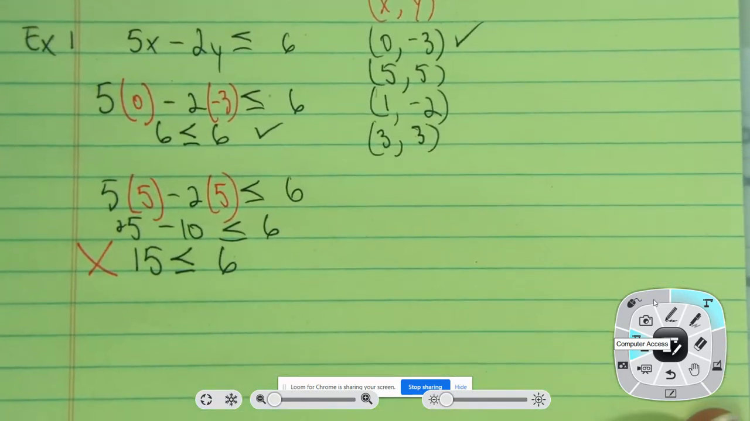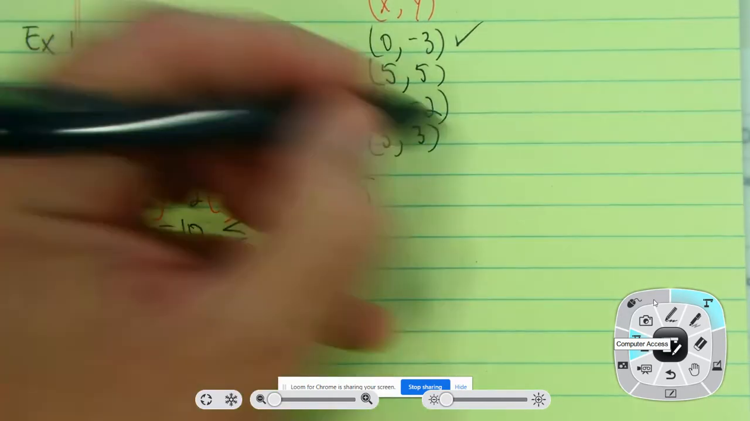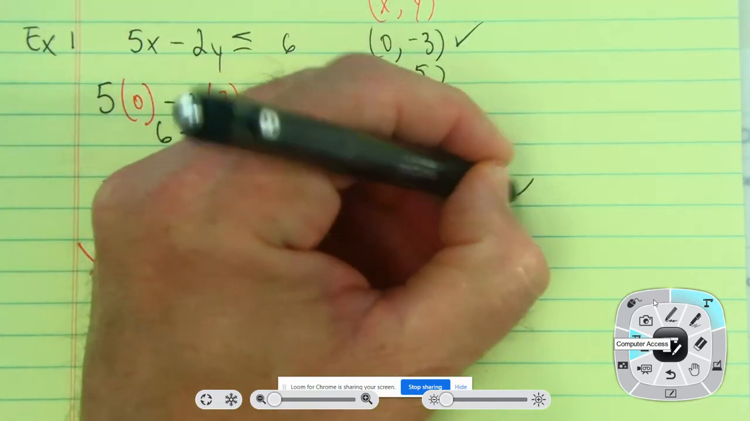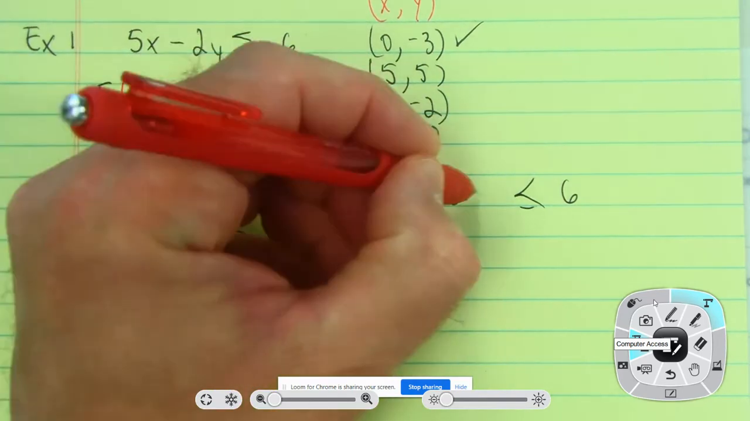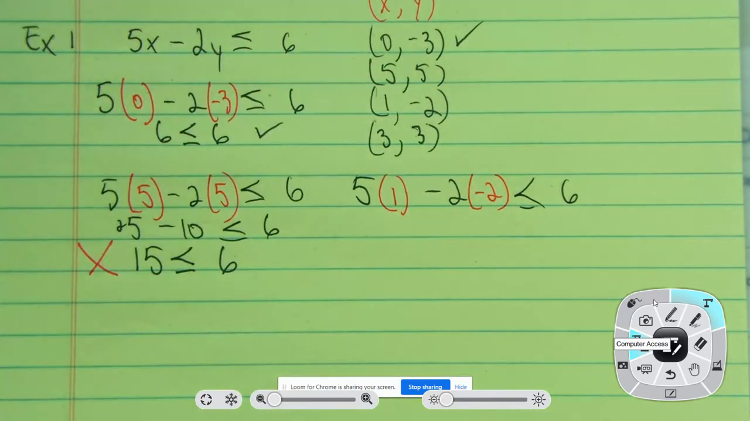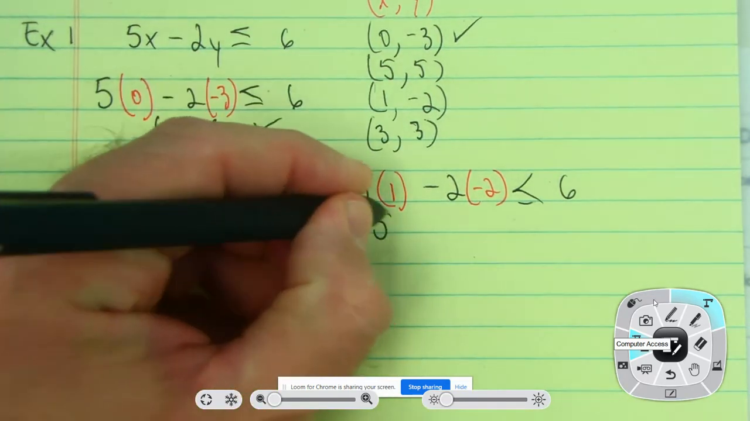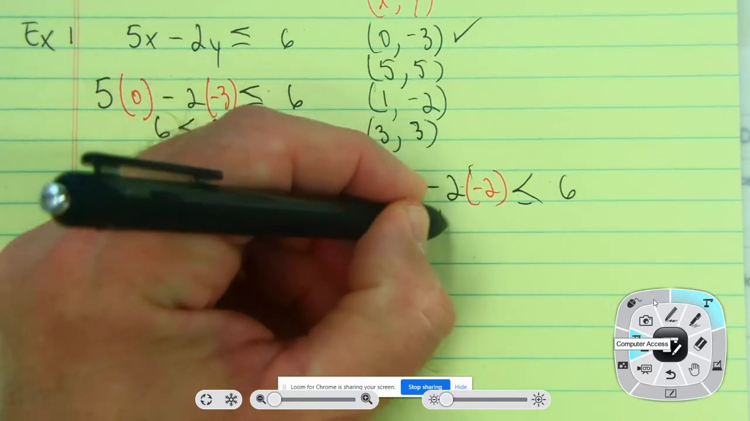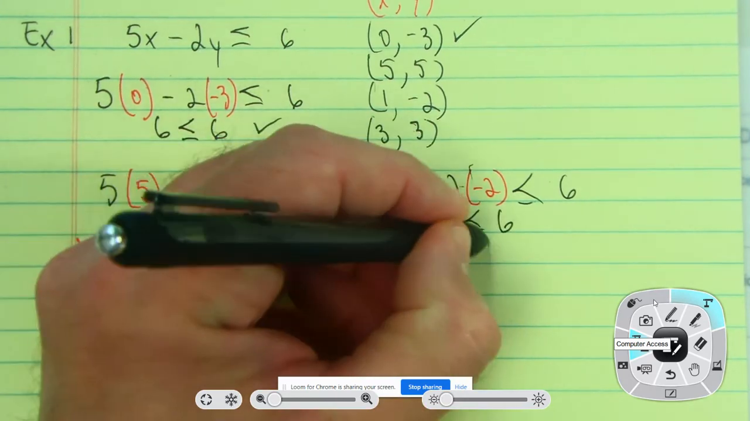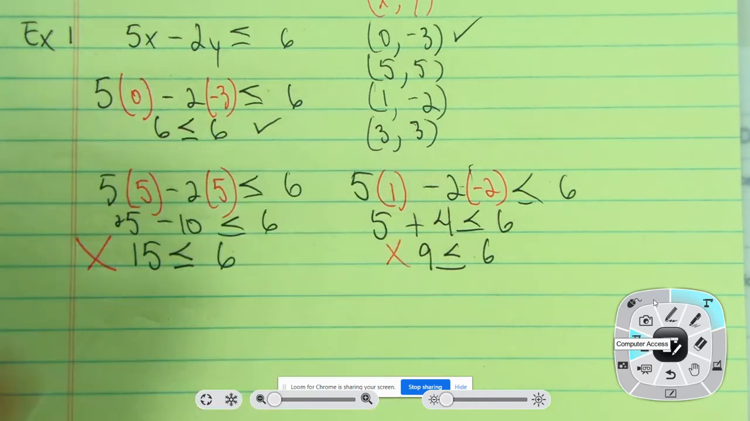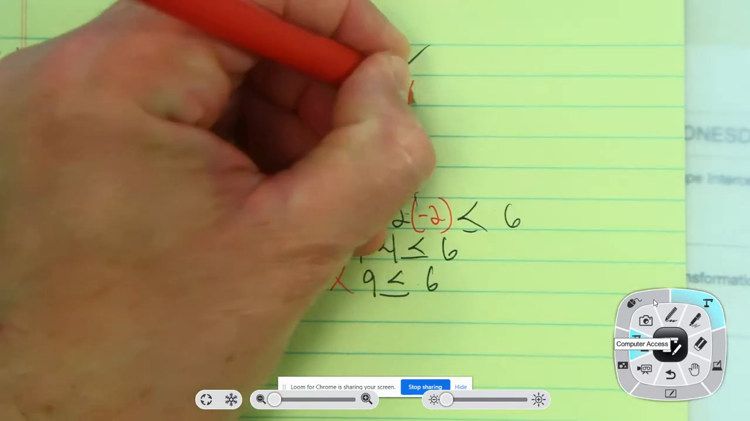I'll try the same thing with 1 and -2. 5 times x minus 2 times y, less than or equal to 6. And I'll plug in a 1, -2. Now, I really honestly can't work these unless I write it all down. So 5 times 1 is 5. -2 times -2 is +4, +4. And again, 9 is not less than or equal to 6. 9 is larger than 6. So I know that that's not a solution.